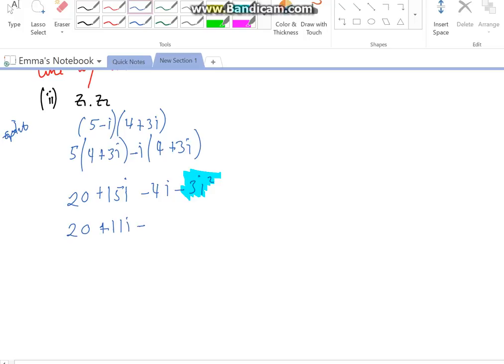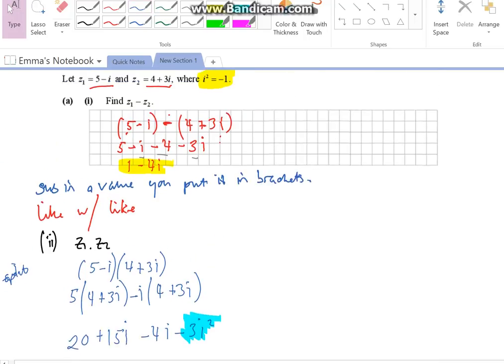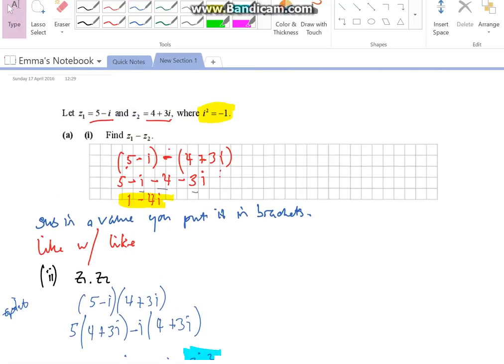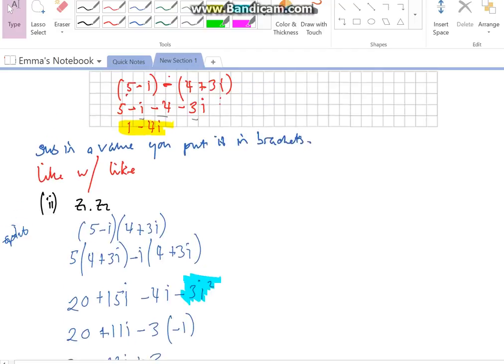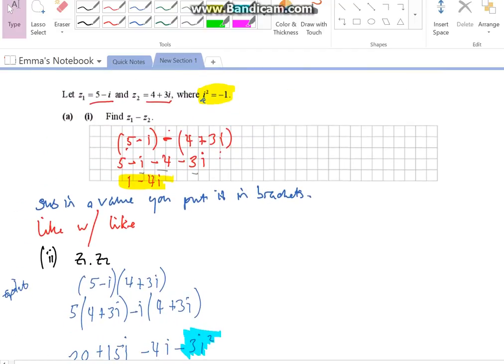Then we have minus 3 i squared. So if we remember back up here, we said that i squared is minus 1. So anywhere we have i squared, we sub in minus 1. Subbing it in means minus 3 times the bracket minus 1. So that'll give us 20 plus 11i, minus 3 multiplied by minus 1 because it's in a bracket. So that will give us plus 3. So our answer would be 23 plus 11i. And that's multiplication, and subtraction and addition are the exact same.